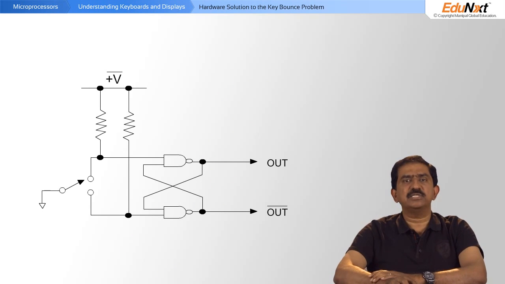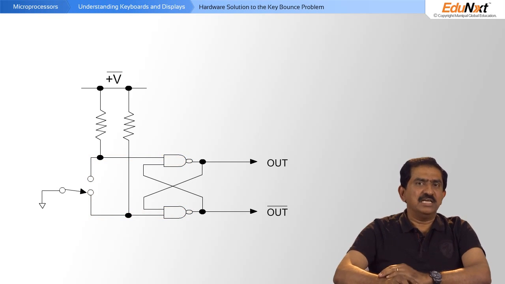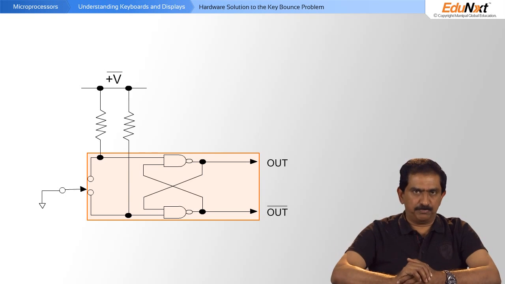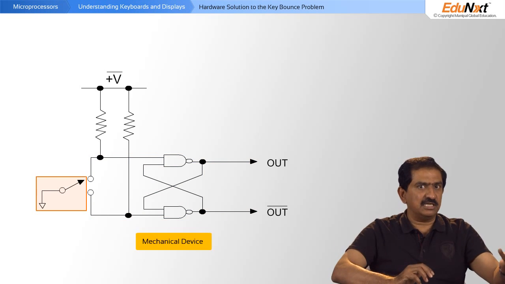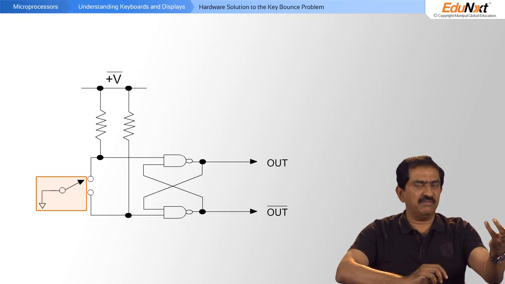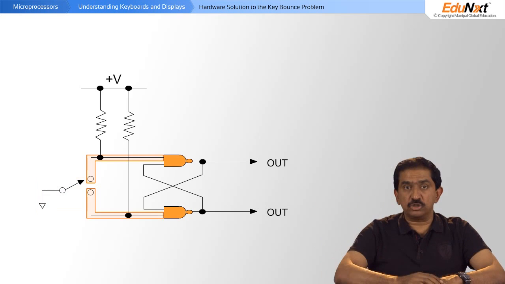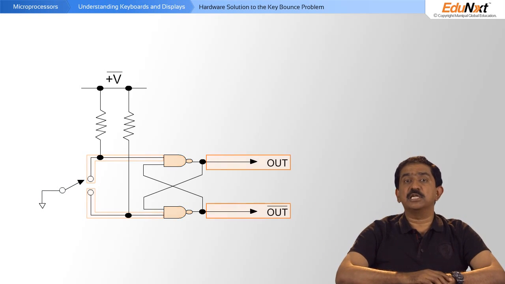Let's take a hardware solution for this, fairly straightforward. You use a couple of latches. As soon as the switch moves, the latch changes state. The switch is a mechanical device, the latch is an electronic device. So what you have done is taken an electrical signal from the mechanical device through an electronic device and converted it to an electronic signal.